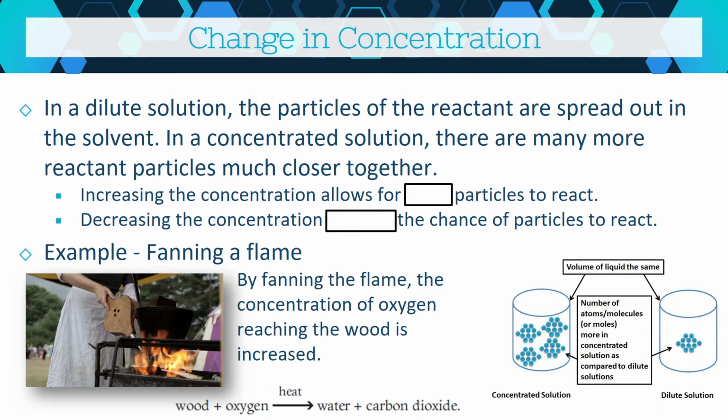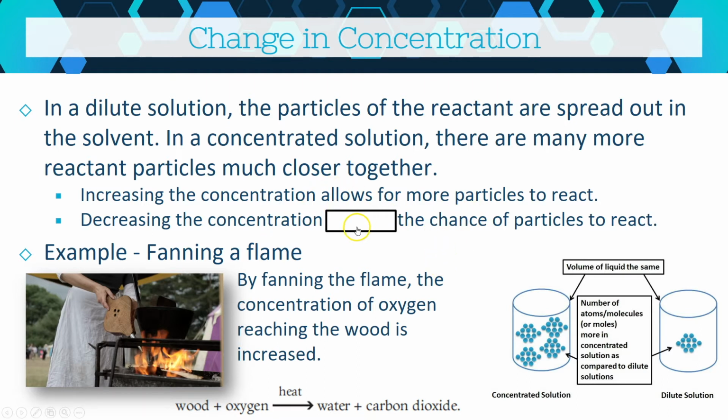So the first one is change in concentration. If you have a dilute solution, the particles of the reactant are going to be really spread out in whatever you've got them dissolved in, which is probably going to be water. But in a more concentrated solution, there's a lot more of those particles and they're much closer together. And what that means is they're more likely to collide and actually have a chance of reacting with each other. So increasing the concentration allows for more particles to react, and when they collide, they're going to hopefully react.